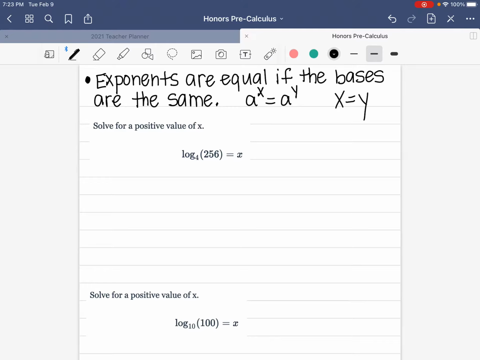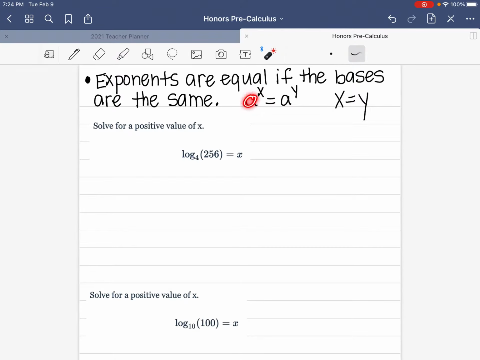All right, so we're going to do some basic solving of logarithms at this point. So we finished talking about properties, and now we're going to be looking at how do we solve. So for today's lesson, we are going to look at how to solve when we have the same base. Now the key is if you can have the same base, then your exponents are also equal.